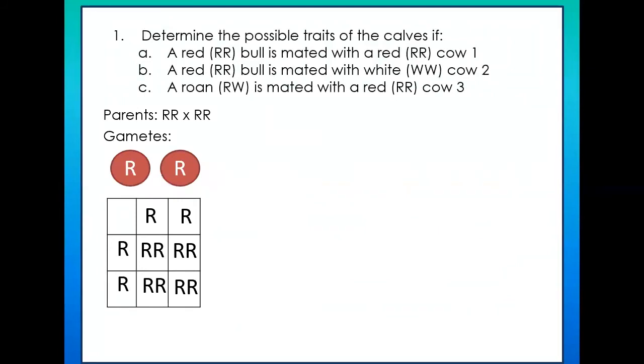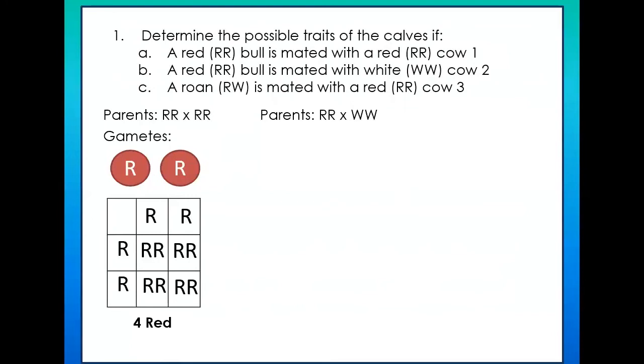Now, what are the possible traits? By merely looking at these genotypes of the offspring, we can all agree that they produced red. So the possible trait for the cross between the red bull and the red cow is that the offspring's color is red. Red, that is the possible trait. Now for letter B, these are the genotypes of the parents.